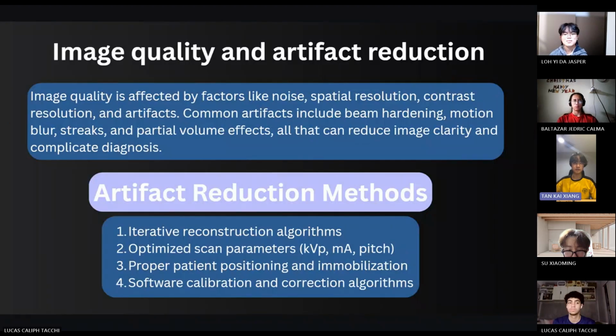CT image quality is affected by noise, spatial resolution, contrast resolution, and artifacts. Common artifacts include beam hardening, motion blur, streaks, and partial volume effects. These can reduce image clarity and complicate diagnosis if not properly managed.